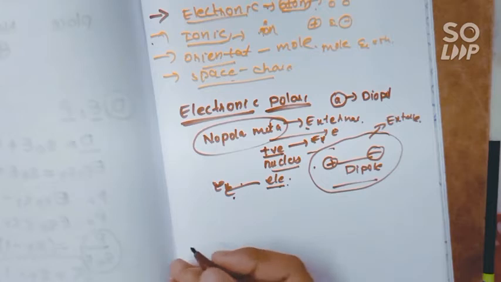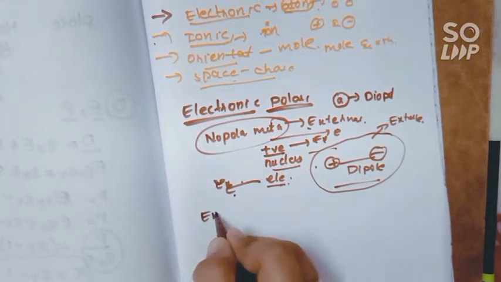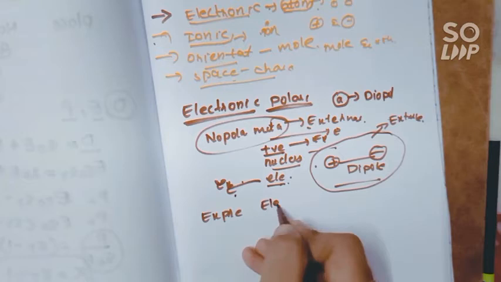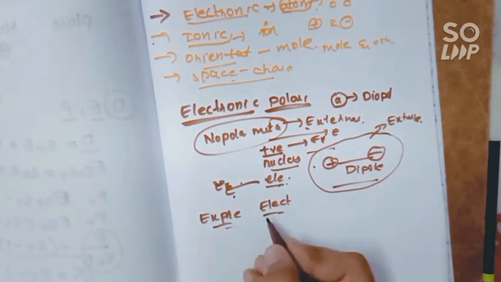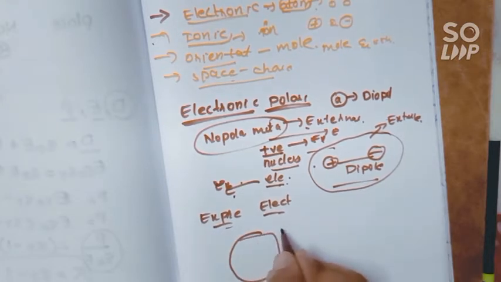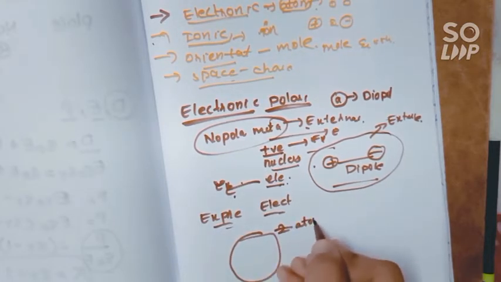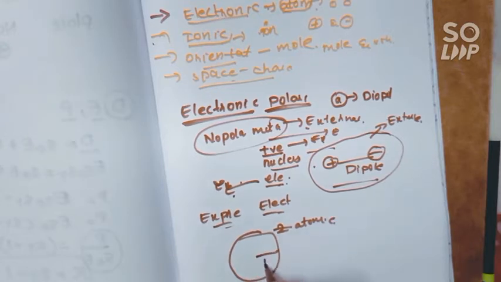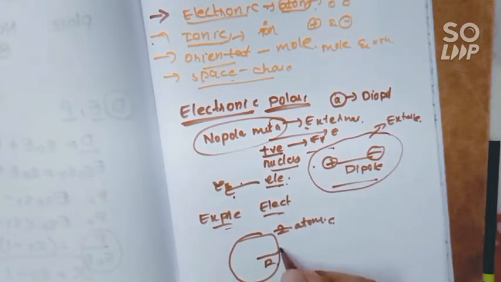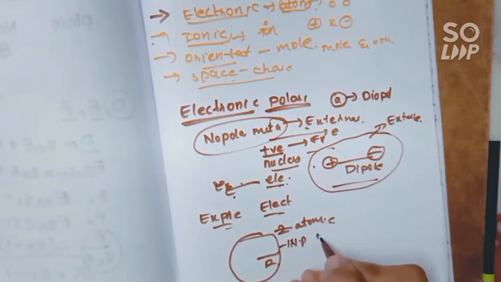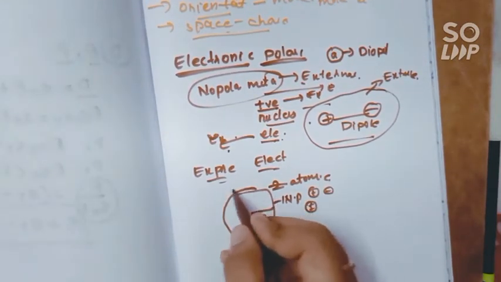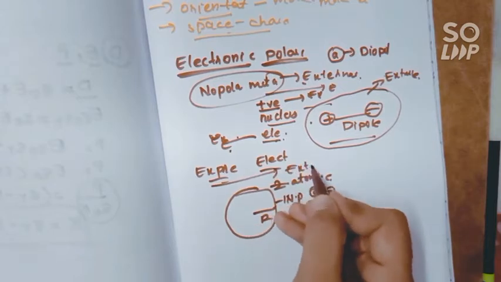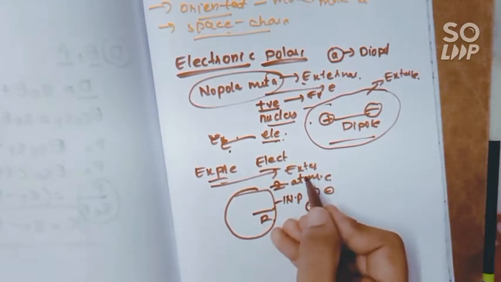Now we need an expression for electronic polarization. Now we need to derive a formula for electronic polarization. First, for the derivation, we need an atom. That atom has atomic number Z and radius R. It is non-polar, meaning there is no charge separation between them. Positive and negative charges are bound together and not separated. Now I place this whole apparatus in an external electric field.